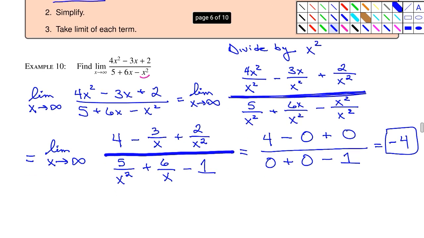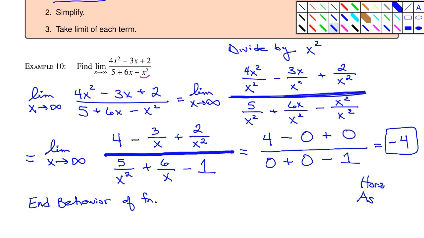Now don't lose sight of what this quantity actually means. This is the end behavior of the function, and that function is 4x squared minus 3x plus 2 over 5 plus 6x minus x squared. What that tells us is that as the x's get larger and larger, and you start graphing things to the right side of the graph, they level off at negative 4, and that creates a horizontal asymptote at y equals negative 4.